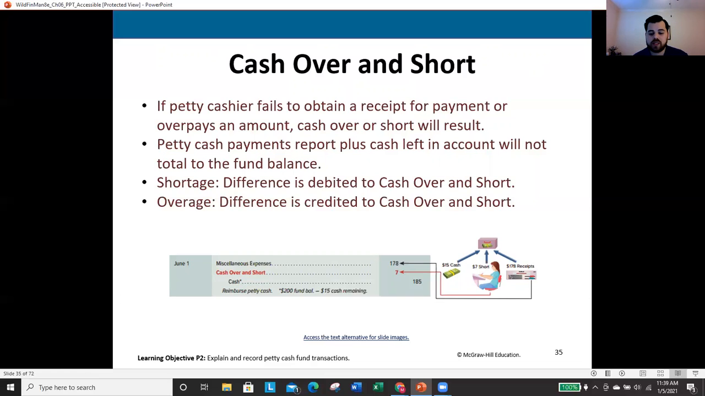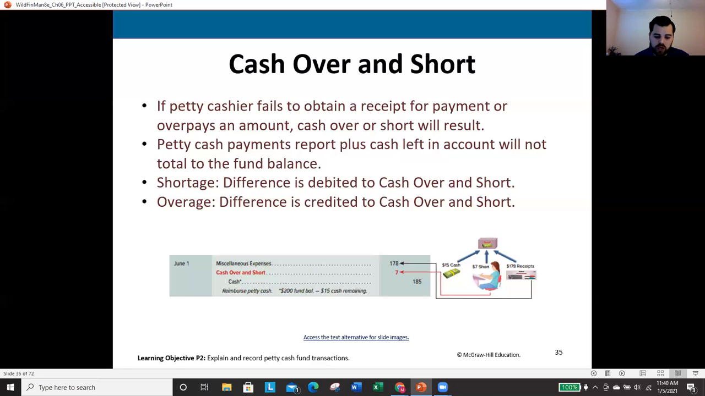So this is where we're missing a receipt, for example. I bought something for $8. I didn't get a receipt for it. I was careless. I accidentally threw it away or lost it. Whatever the case is, I'm missing a receipt for $8. Well, when the end of the period comes around, I'm going to be off by $8. So we've got to deal with this.